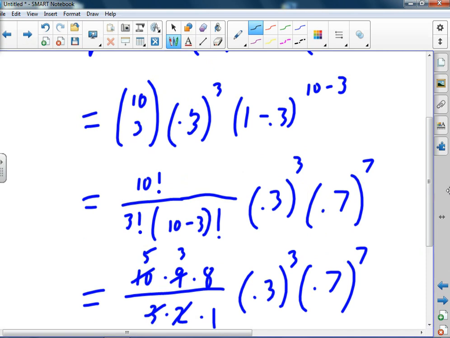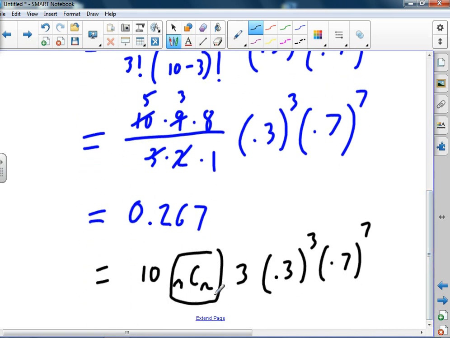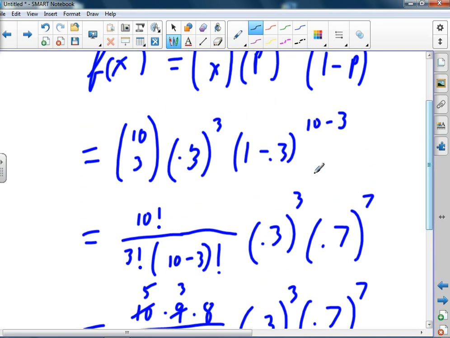And my calculator. Can you repeat that one more time? I'm sorry. If I can find my NCR key on my calculator, if I know where it is, then I can use it and calculate 10 items taken 3 at a time without going through the factorial notation. If I can't find that on my calculator, then I don't have any choice. I have to go through the factorial notation.